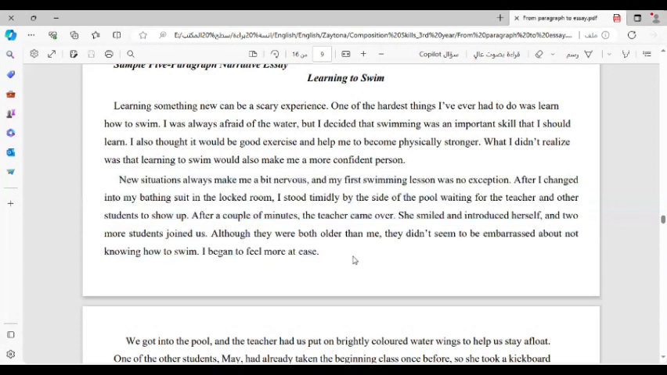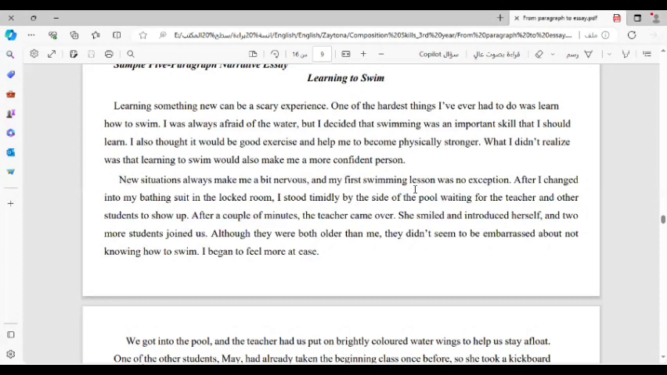Okay, thank you. So in the first body paragraph, I began telling the story from the beginning. What happened in the first part of this situation, for example. So new situations always make me, a bit means a little, nervous, and my first swimming lesson was no exception.